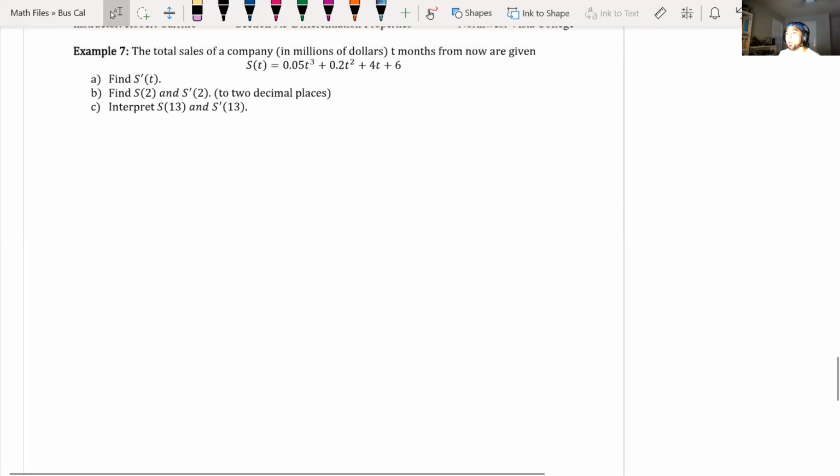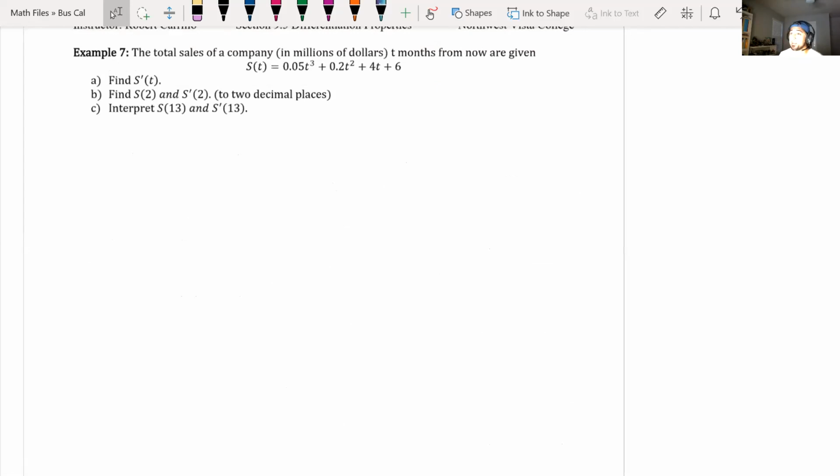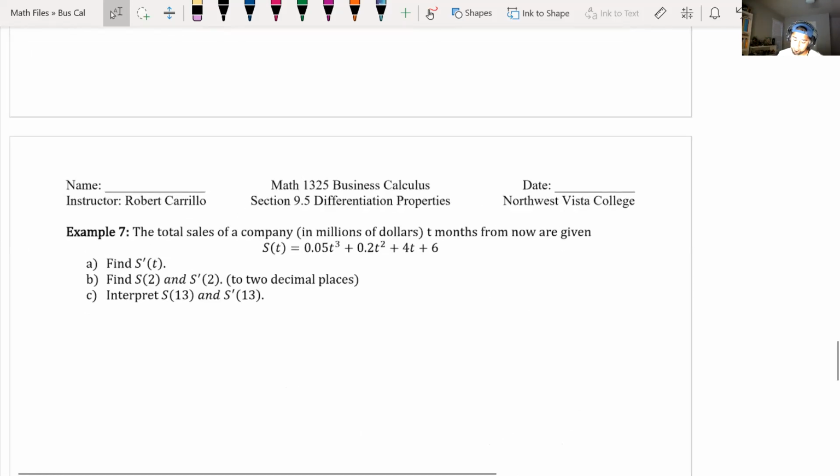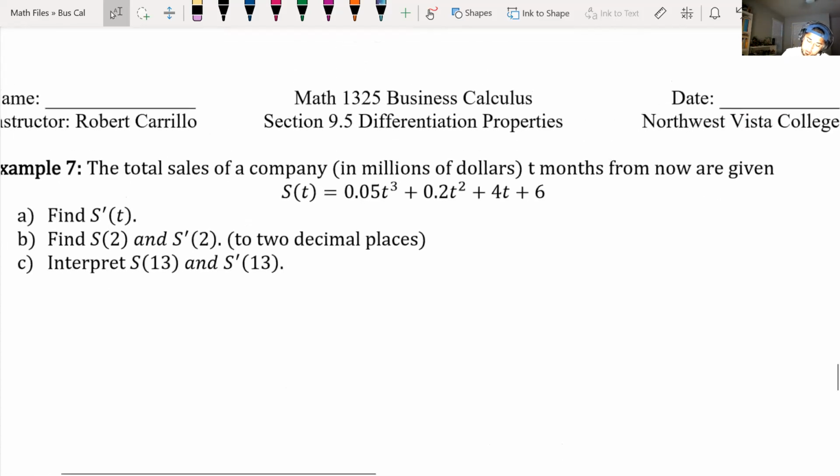Last one, guys. Word problem involving derivatives. The total sales of a company in millions of dollars t months from now are given by the function S of t equals 0.05 t cubed plus 0.2 t squared plus 4t plus 6. Step A, find the derivative. So let's go ahead and do that first. So A, it wants to know what is S prime of t?